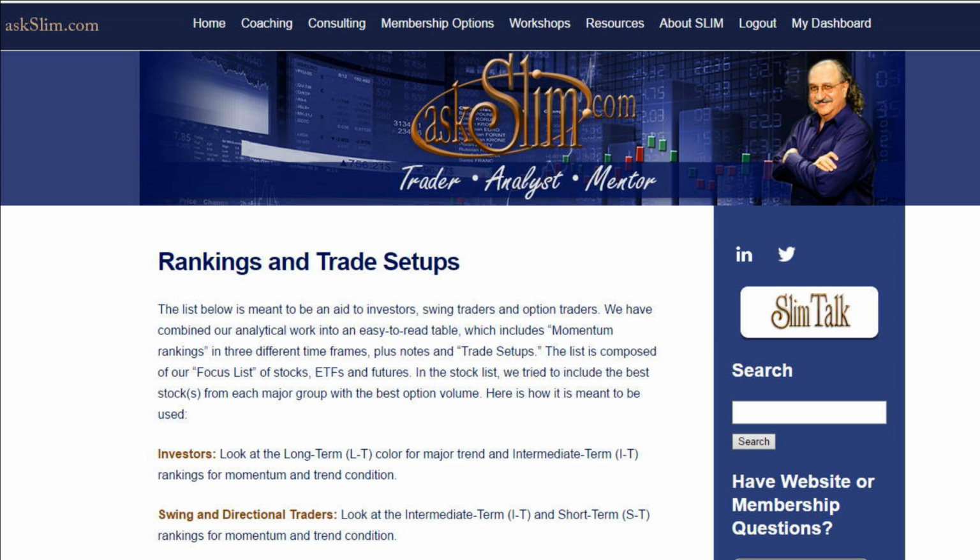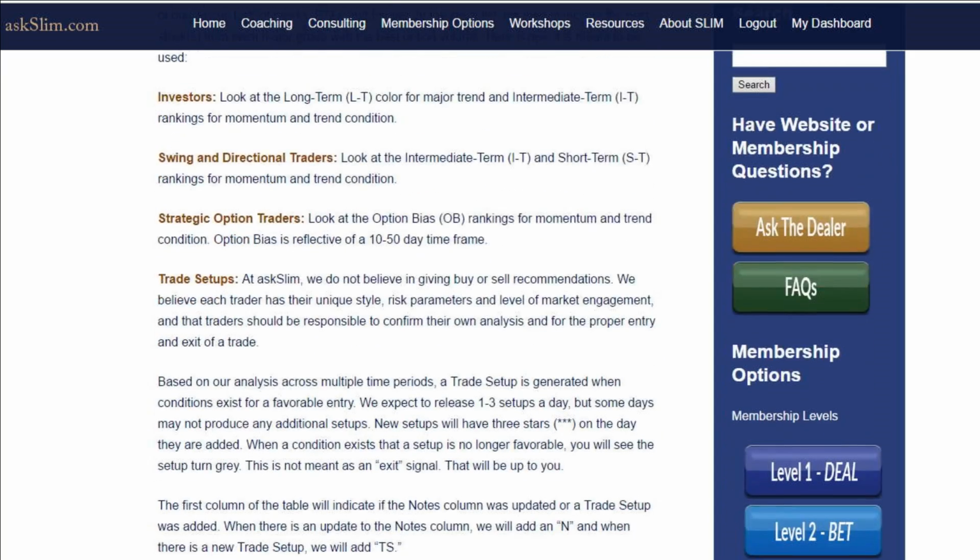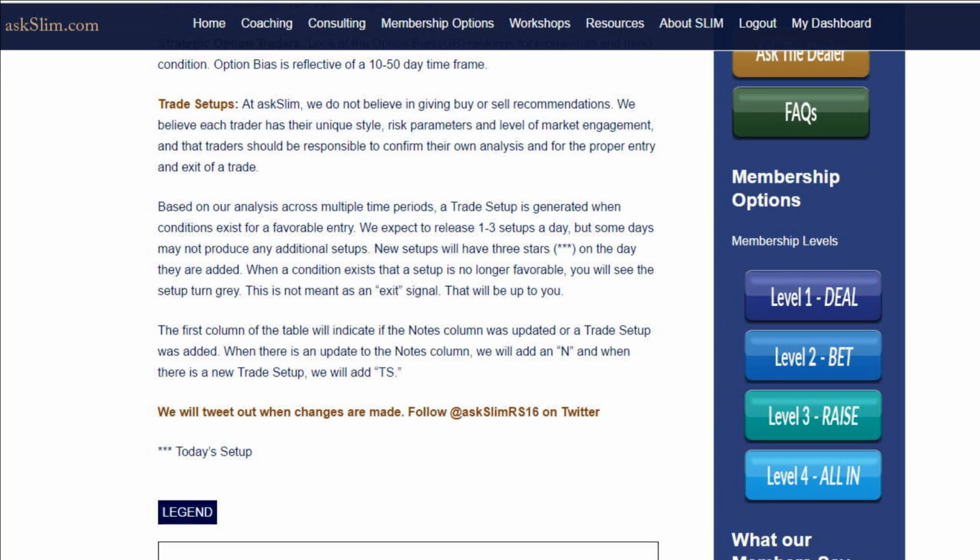So on the top there's a description of the different ways that we use the rankings and setups for investors, swing directional traders, and for strategic option traders. And that's the new option bias right there. Now, for our subscribers right now, you will notice that we have moved the legends.